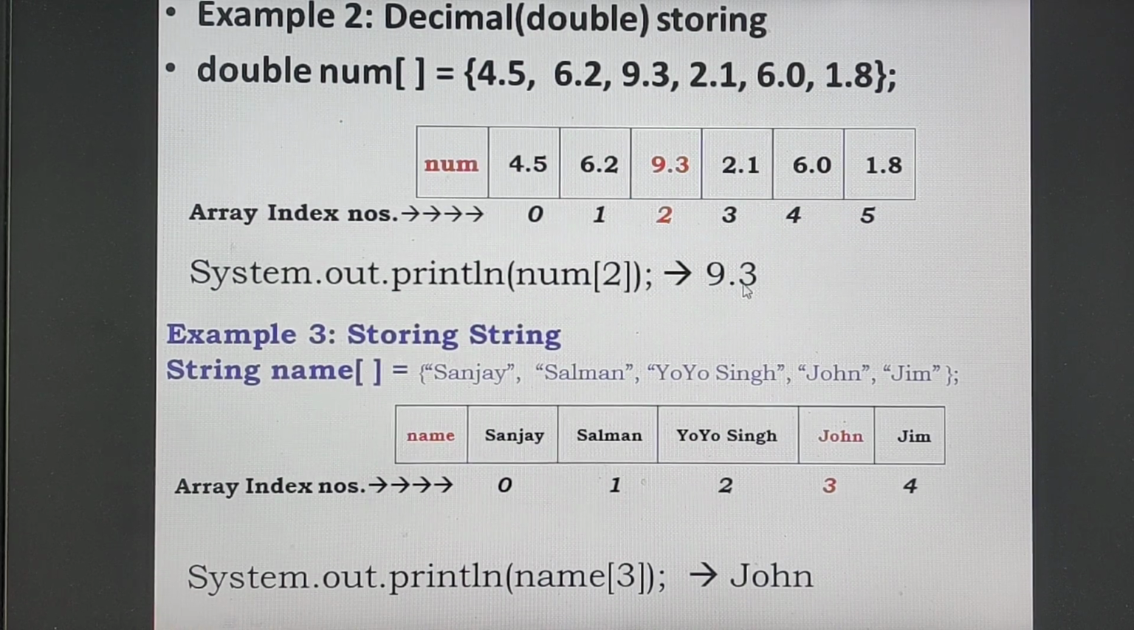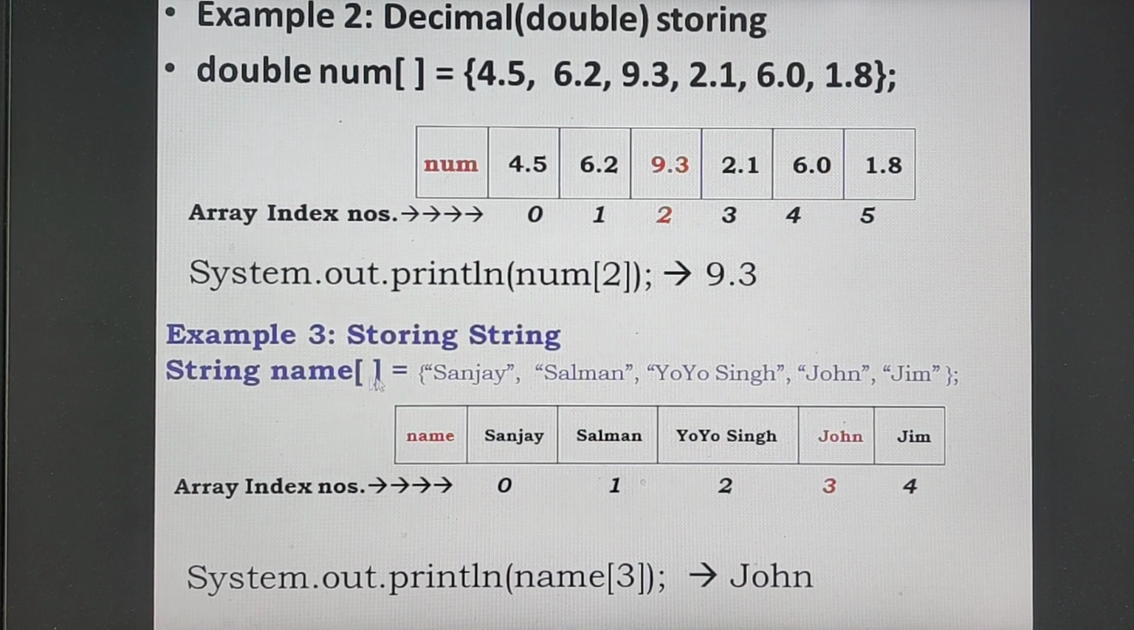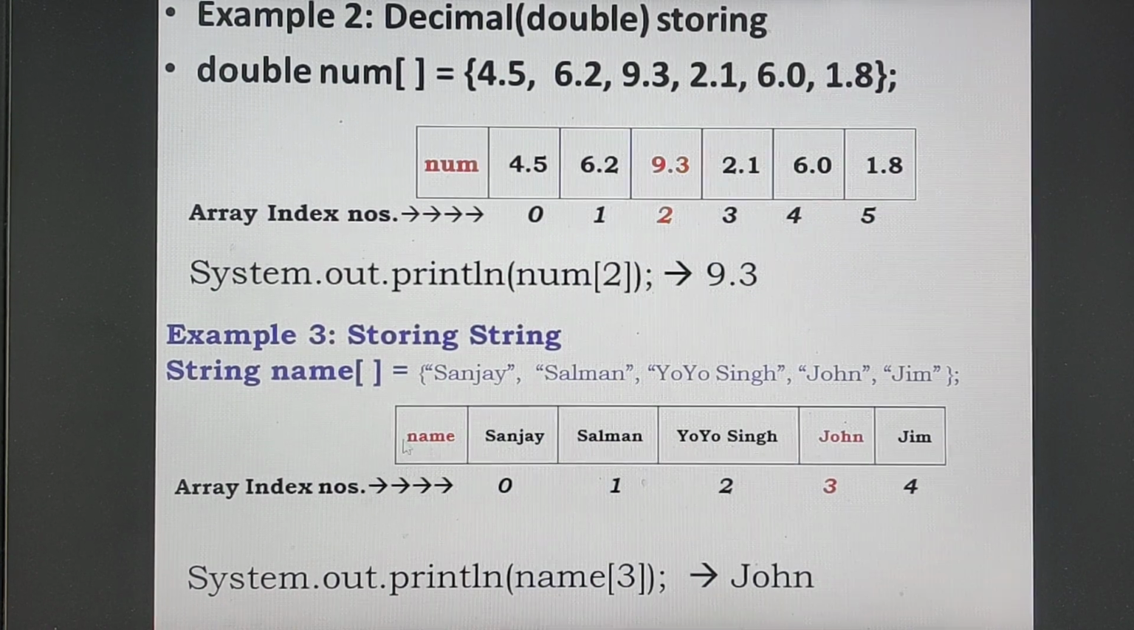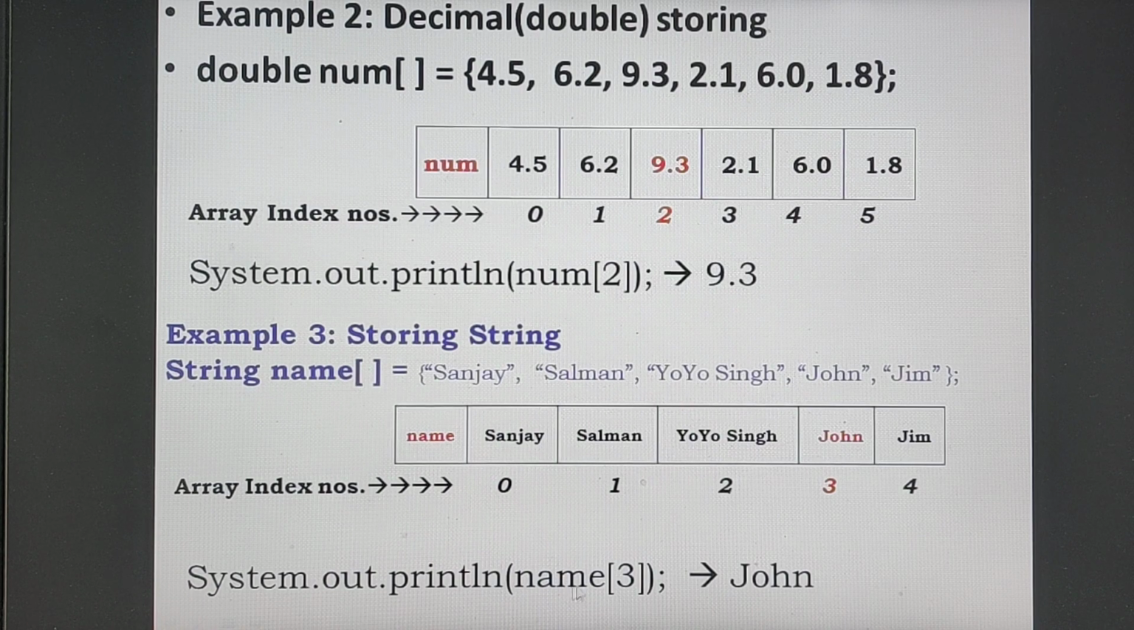Similarly, if I have data of string type, then name is equal to, I have taken a few names. They will also get stored, and they will get the array index numbers 0, 1, 2, 3, 4. Though the data type is string, the index numbers are still integers. So when I make the computer read name[3], in cell 3 the value John is held, so John is brought here and print has printed that.